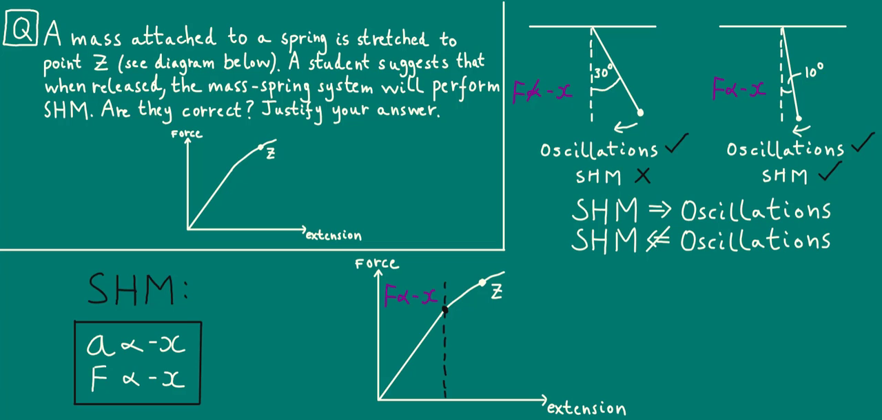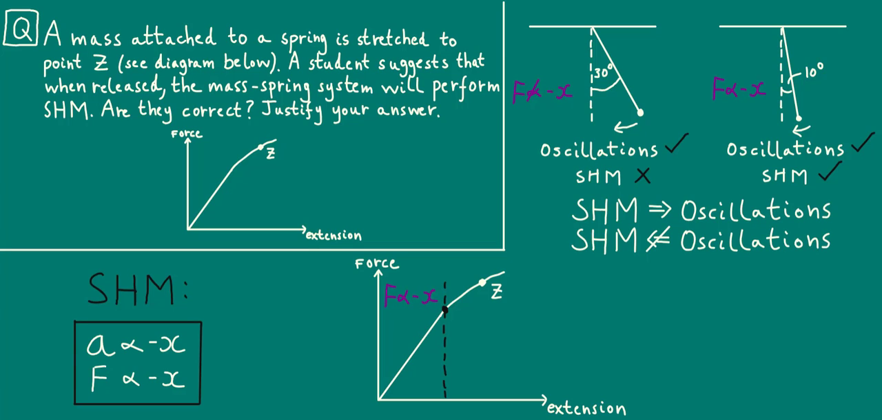Now x, the displacement, you can think of that as being equivalent to extension here, and we need this minus sign here because F and x are vector quantities. And the minus sign just tells us that the force will be in the opposite direction to the displacement. So if the mass was stretched up to a point in this straight line region here, then the mass spring system would undergo SHM because F is proportional to minus x.